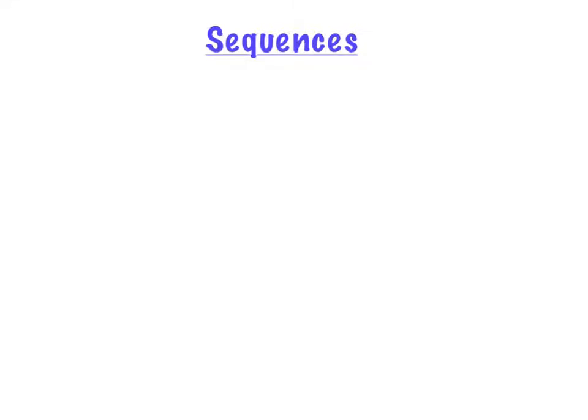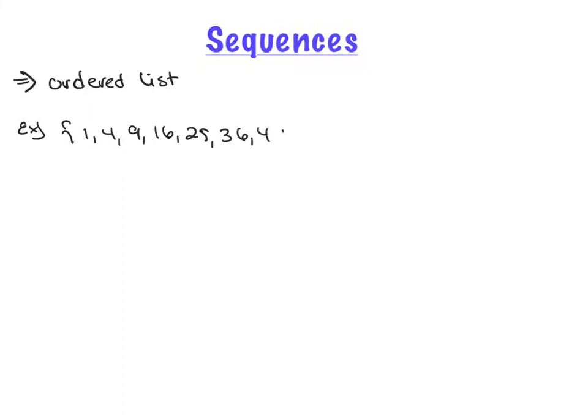Let's talk about sequences. So first, let me give you the definition of what a sequence is. A sequence is simply an ordered list. So for example, if we looked at the sequence 1, 4, 9, 16, 25, 36, and 49, which you might recognize as being all of the perfect squares listed from 1 to 49, here's what I want you to notice. They're in a specific order, so this is the first term.